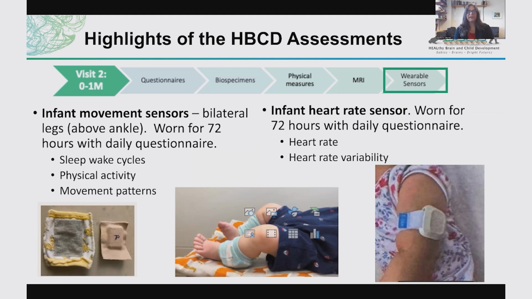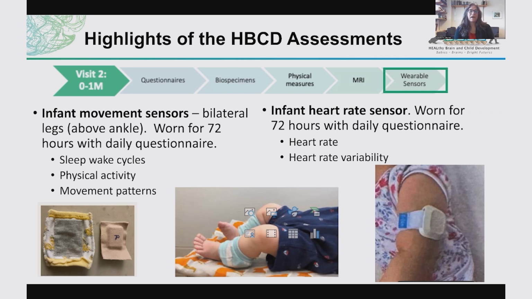And then the sensors are returned usually through prepaid mailers back to the site. As you'll see on the left, the sensors include the small sensor that's put into a pocket in a little leg warmer, which are put on the baby's legs. That middle picture shows you a child wearing the leg sensors. And from that data, we can get sleep-wake cycles, amounts of physical activity, as well as movement patterns there.